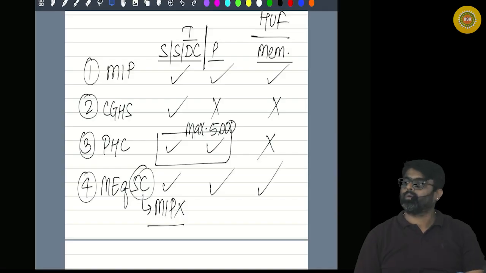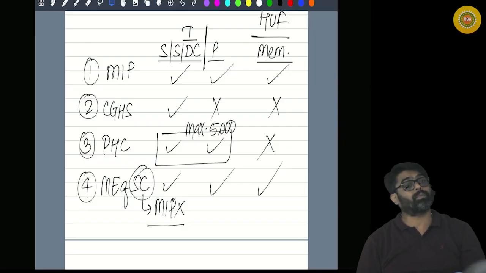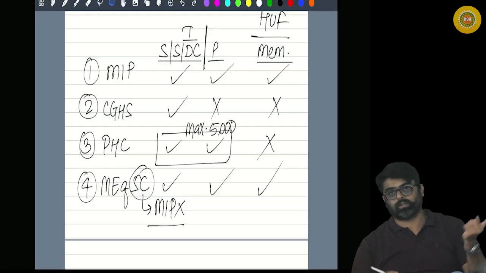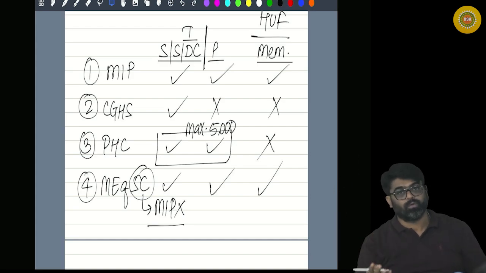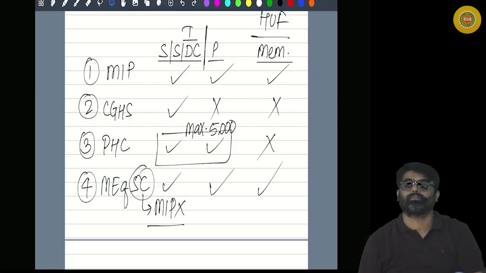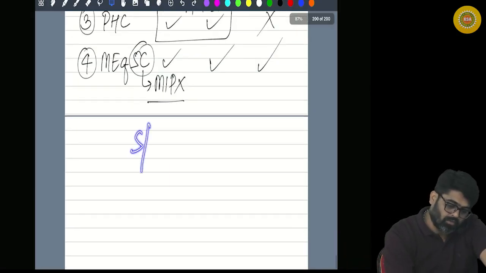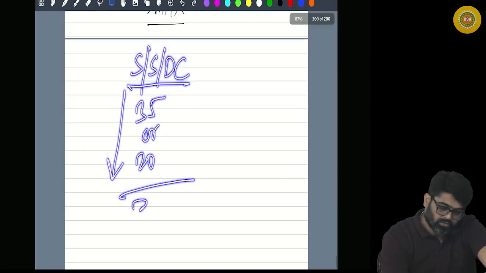But what are you doing? For yourself, your spouse and dependent children, how much payment you made? 35. And for your parents, how much payment you made? 20. 35 plus 20? 55. And total limit? 25 plus 25? 50. So 55 or 50, whichever is lower, you are claiming a deduction of 50. That will be wrong. No need to mix. For yourself, your spouse, your dependent children, 35 or 25, whichever is lower.